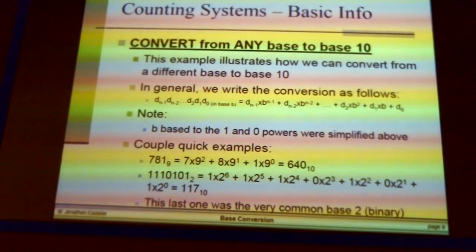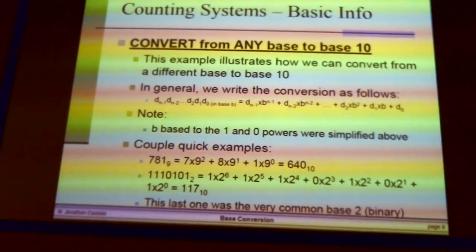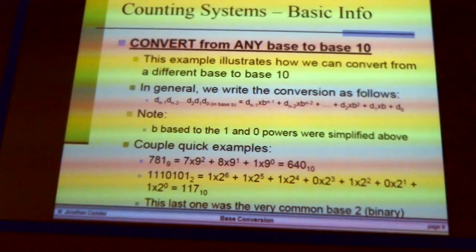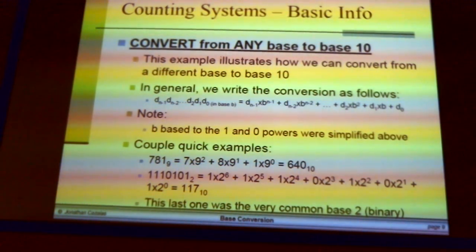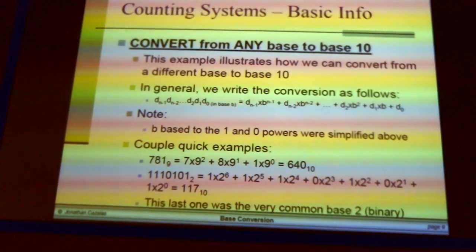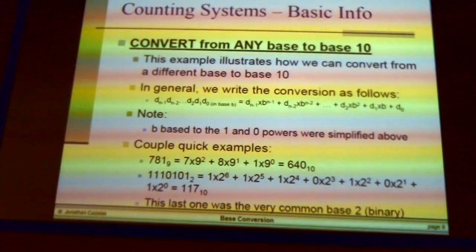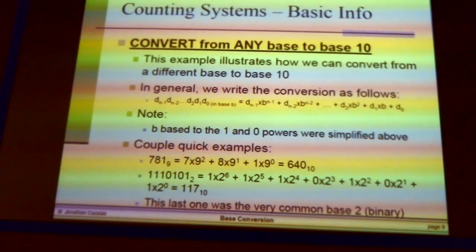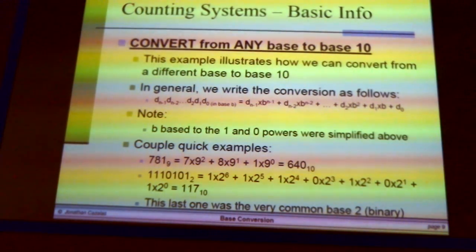So there's this basic combination here. We've written the conversion as such, where on the right here you have each of the 0, the 1, the 2, and you keep going until you get to whatever your base is. And so you see that this conversion rate calculation is based on B to the 0 power, simplified above.